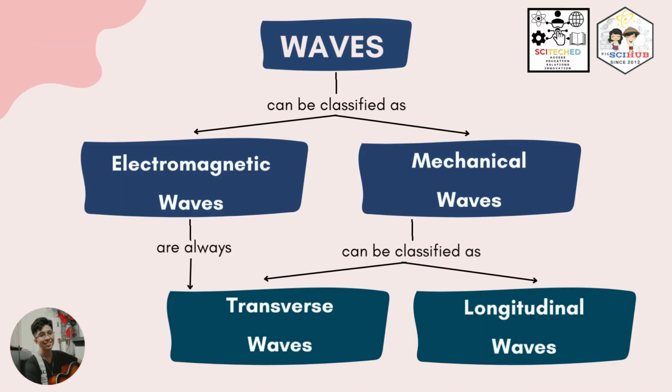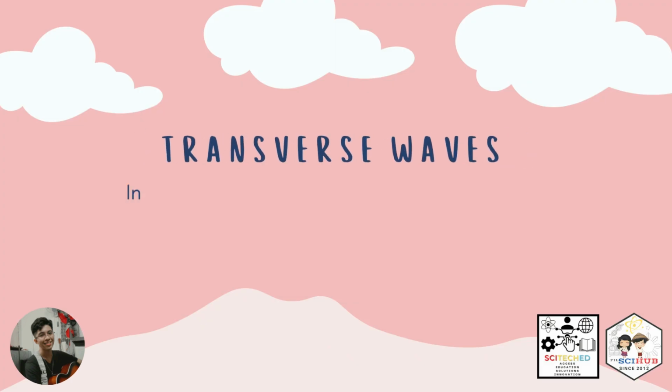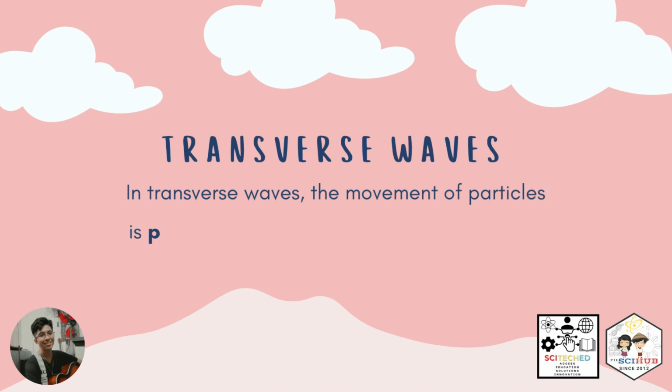I am again showing the concept map that we used a while ago. As you can see, mechanical waves can be transverse or longitudinal waves. Let us look at the differences. In transverse waves, the movement of particles is perpendicular to the motion of energy. Now, can you still recall what perpendicular means? I will help you remember.